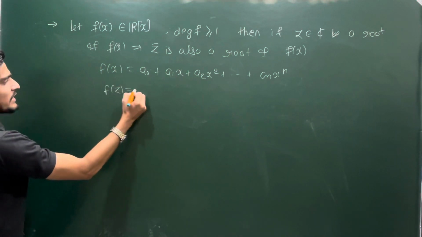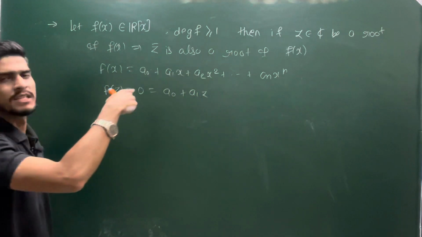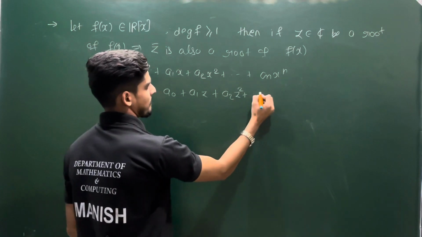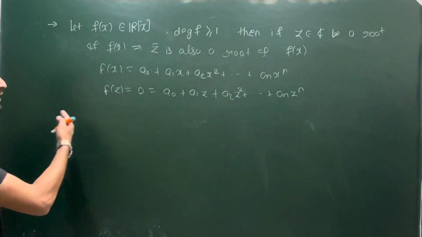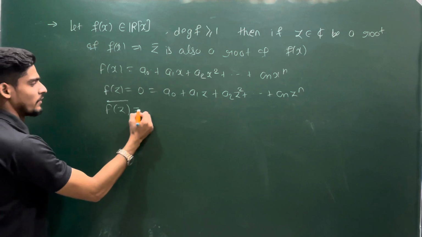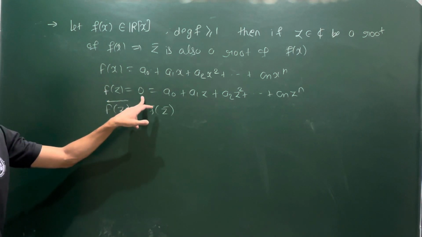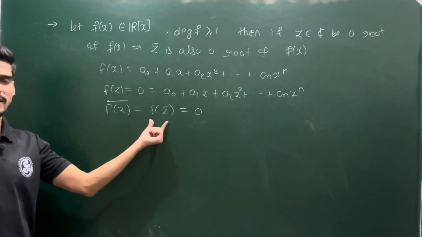f(z) is 0, that is a0 plus a1z plus up to an z power n equals 0, because we have been given this z as a root. Now take conjugate on both sides. f of z bar, will it be the conjugate of f(z)? Because if you take the conjugate of 0, it will be 0. If I show that f(z) whole bar is the same as f(z bar), then I am done.